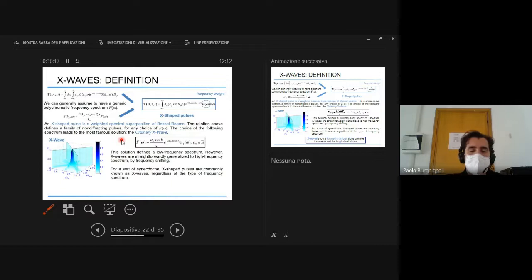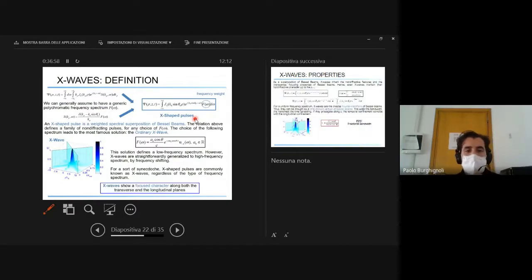and actually, if you use this kind of spectrum in this expression, you are also able to have a closed form expression for this ordinary X wave. However, we actually call X-shaped pulses X waves regardless of the type of frequency spectrum. So whatever the spectrum is, you always call the solution an X wave, for any spectrum provided that it is not a Dirac delta function, otherwise we will call it a Bessel beam.